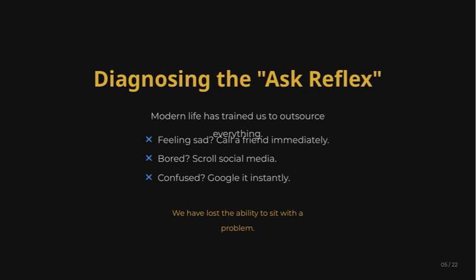This is what I call the ask reflex, the automatic tendency to seek answers outside ourselves right away. Understanding this reflex is key, because it's a big part of how we've become so used to instant gratification and short-circuiting our own thinking processes. Throughout this presentation, we're exploring how to recognize this pattern, and more importantly, how to slow down and develop the skill of sitting with uncertainty. By doing so, we can regain control, deepen our understanding, and build resilience in the face of life's challenges.